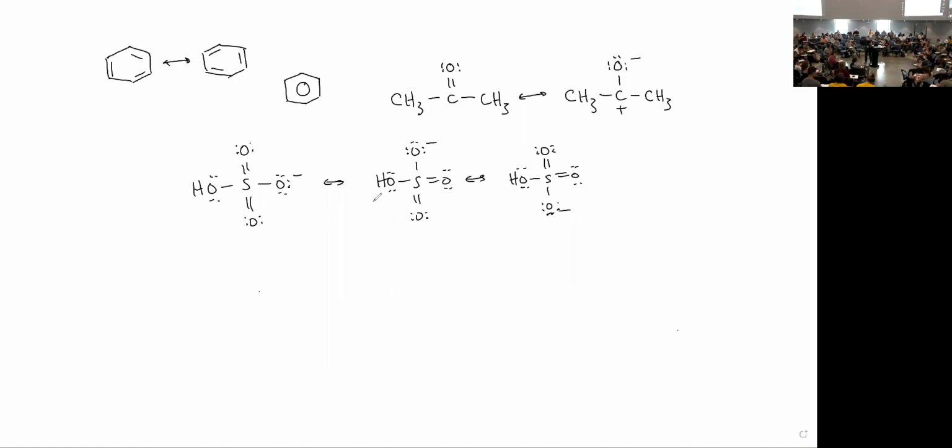So what if we were given this structure and we wanted to make our way to this one? How would you do that? Well, we would look at what the changes are. It looks to me like we've gone from 6 electrons around this oxygen to only 4.